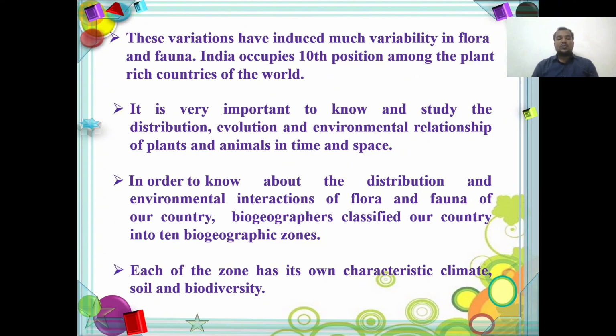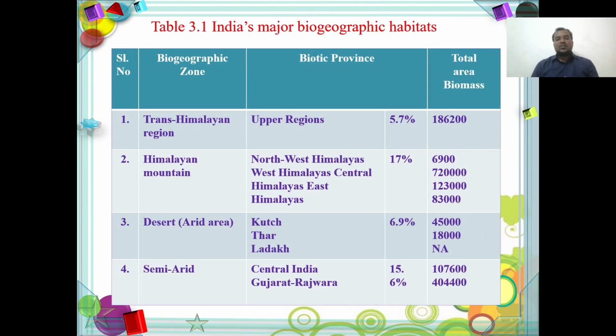In order to know about the distribution and environmental interactions of flora and fauna of our country, biogeographers classified our country into 10 biogeographic zones. India's major biogeographic habitats table: the biogeographic zone of the trans-Himalayan region, the upper regions, occupies 5.7 percent. The total area is 1,86,200.